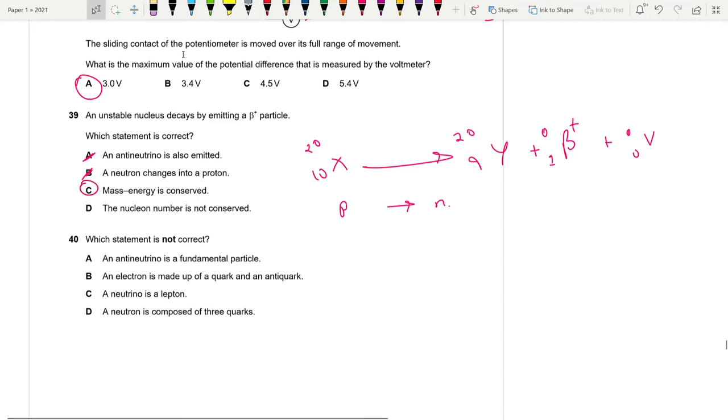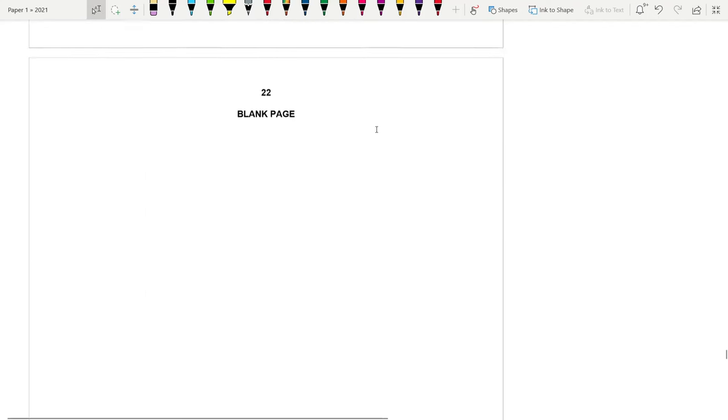40. Which statement is not correct? An antineutrino is a fundamental particle. This is true. It's a lepton. Leptons are fundamental particles, just like quarks. An electron is made up of a quark and antiquark. No, it's a lepton. It's not made up of quarks, okay? So that's wrong. That's it, guys.